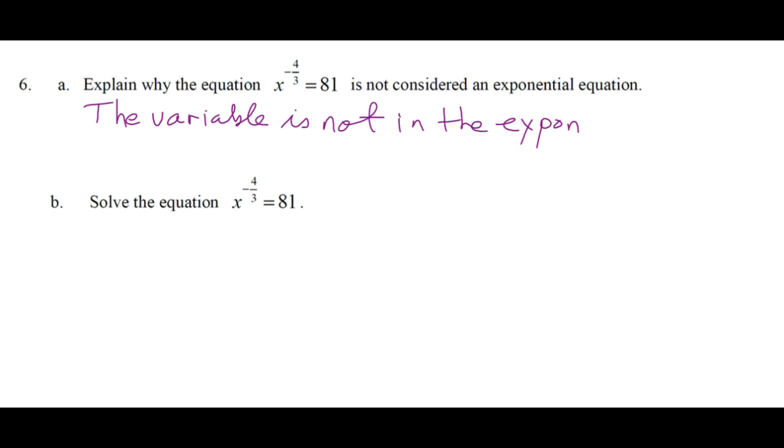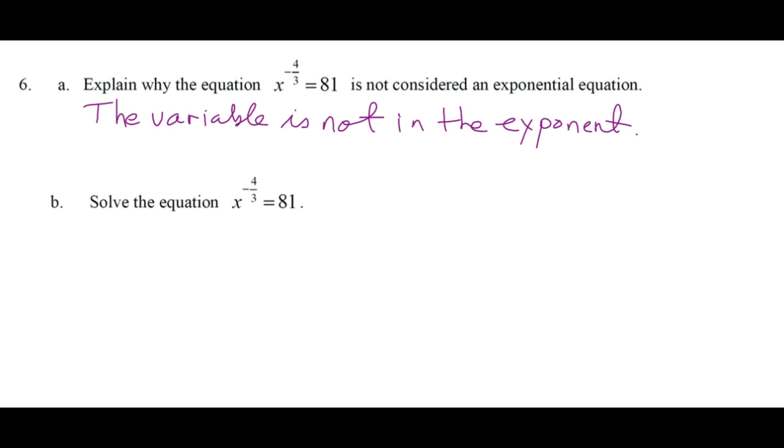Why is x to the negative 4/3 not an exponential equation? Yeah, the base is the variable, right? So the variable is not the exponent. So the variable is not in the exponent. For an exponential equation, the variable needs to be in the exponent.